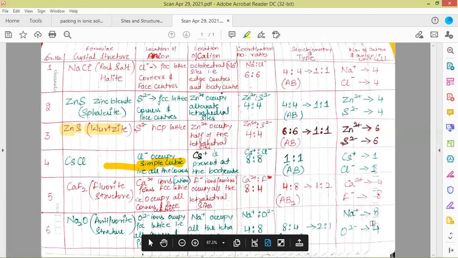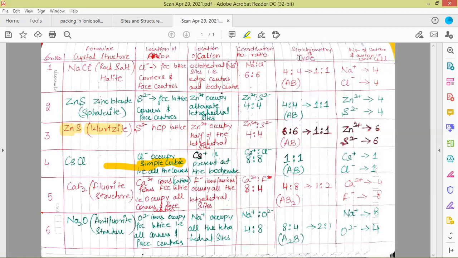So this is all about the ionic solid structures, and we are just left with the third entry, that is zinc sulfide wurtzite structure. This we will be discussing in the next video.